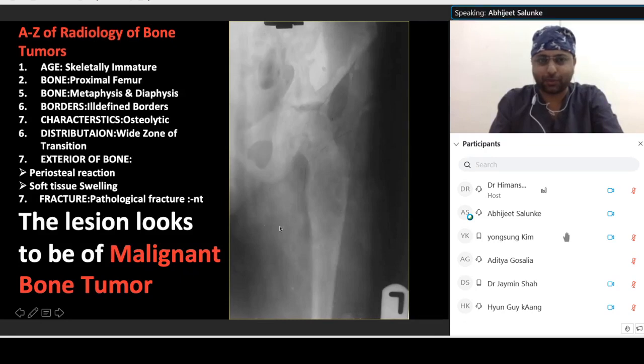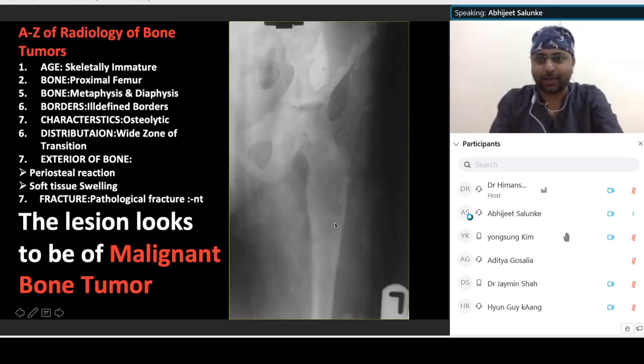So we prepared a good mnemonic, which is A, B, C, D, E, F. A is age of the patient, so it's a skeletally immature child. Which bone is involved? It's the proximal femur. Which part of the bone? It's metaphysis, diaphysis. We can clearly appreciate it's an ill-defined lesion. We are unable to differentiate where the tumor is starting, where it's ending. So it doesn't look benign to us.